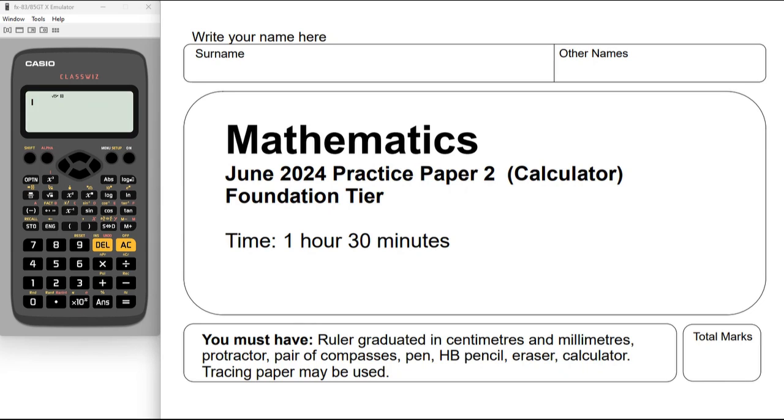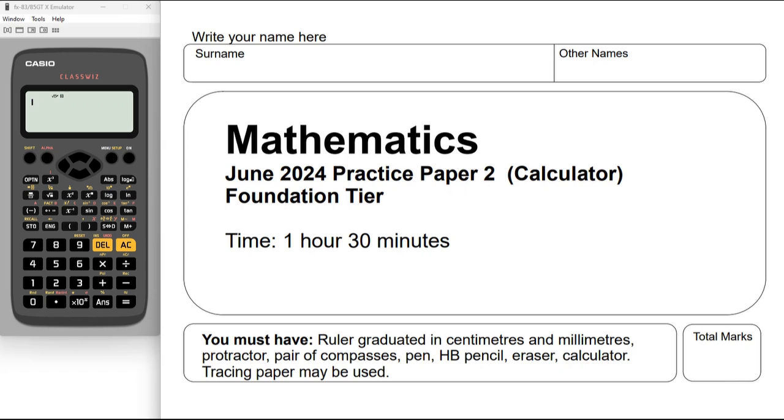Hello and welcome to my Paper 2 GCSE Maths walkthrough, and this is for the 2024 exam that you're going to be taking soon. Now in this video I'm going to be doing the foundation tier paper, but don't worry because if you are doing the higher tier I am also going to do a video for that as well, so hopefully that should come out in a couple of days time.